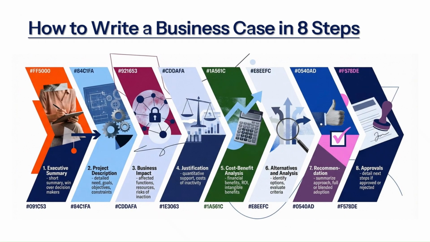Writing a business case can be simplified into a structured process. Begin with an executive summary that clearly defines the issue. Next, describe the problem in measurable terms and explain the risks of inaction. Outline the proposed solution and justify it with data, including financial analysis and expected benefits. Identify alternatives considered and explain why the recommended option is preferred. Assess risks, define implementation steps, and conclude with a clear request for approval. Following a consistent framework strengthens credibility and increases the likelihood of executive support.